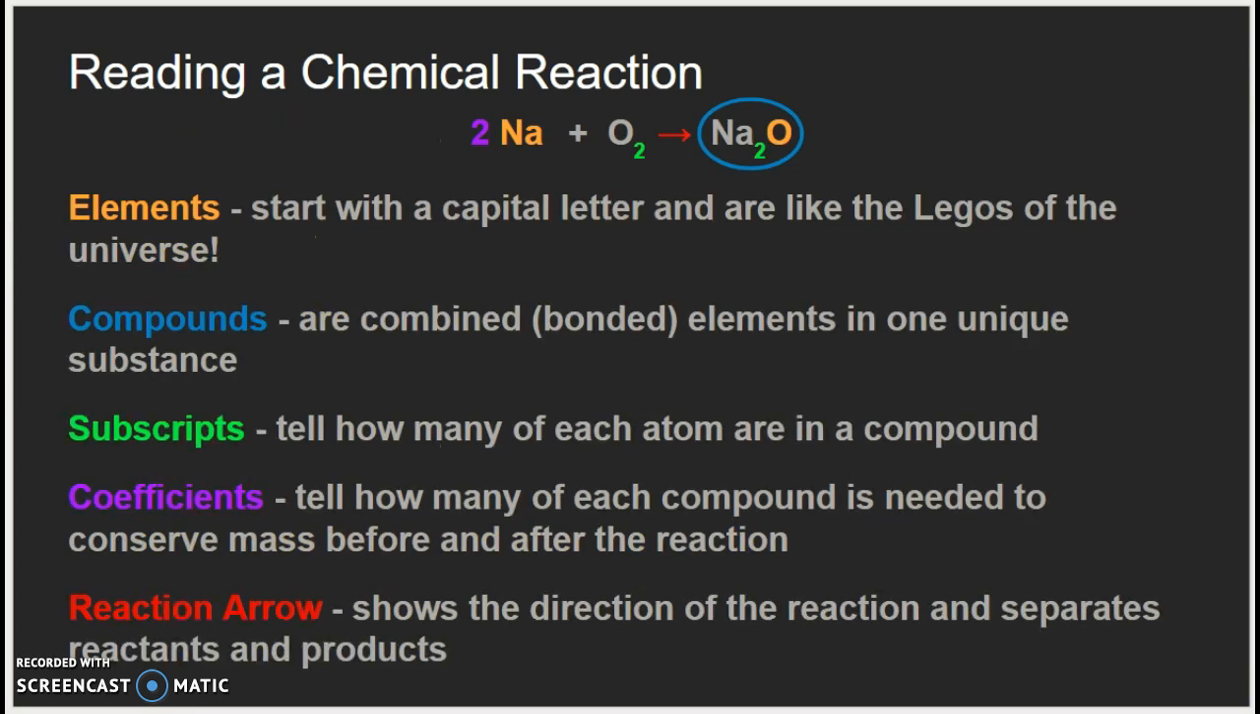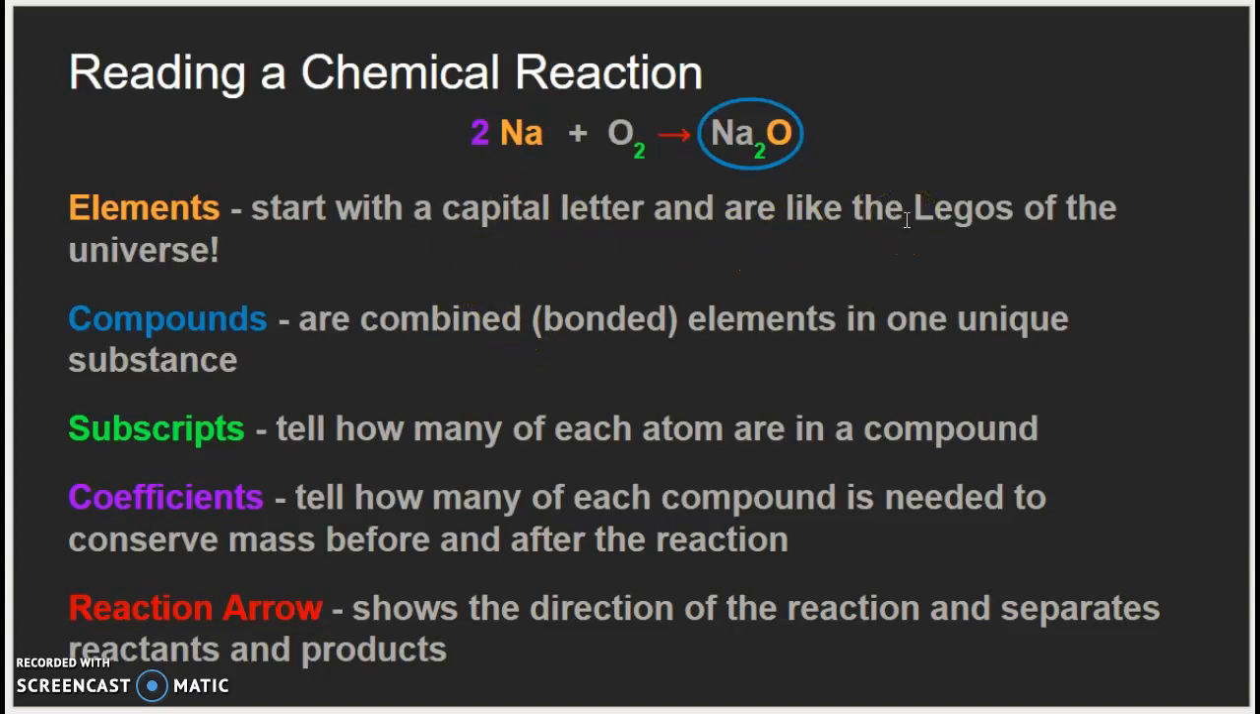Okay, now when you read a chemical reaction, it's important for you to know what you're reading. And I know that chemistry looks like a foreign language to a lot of us because we've never really looked at this before. So I want to break it down. An element is anything that comes off of the periodic table. It's a fundamental part of matter. That means that it's one of the smallest pieces of matter, and it's unique from all the other elements. And they usually start with a capital letter. Some of them are just one letter, like oxygen, but some of them are two letters, like sodium, Na.